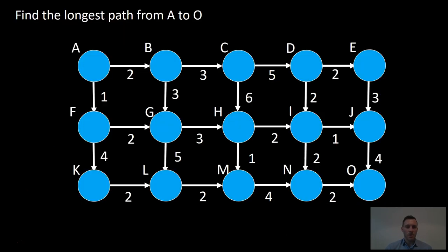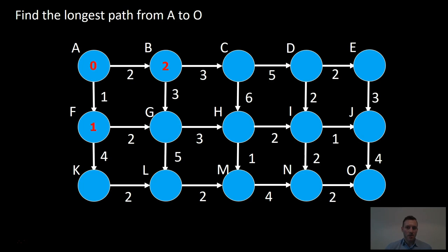This is the same network we previously found the shortest path for. This time, we're going to find the longest path from A to O using the algorithm. So we label the starting node 0, and we find unlabeled nodes that are only accessible from the node that's already labeled. These are B and F. And we label them with the maximum length possible from the previous node. That's 2 for B and 1 for F.